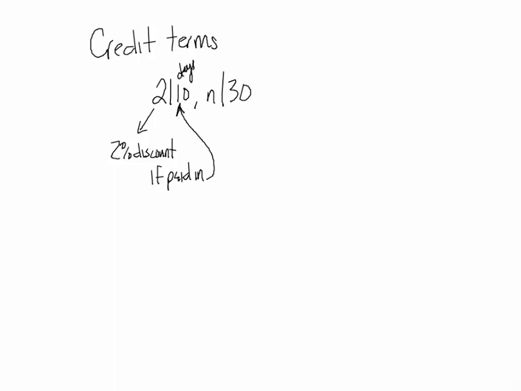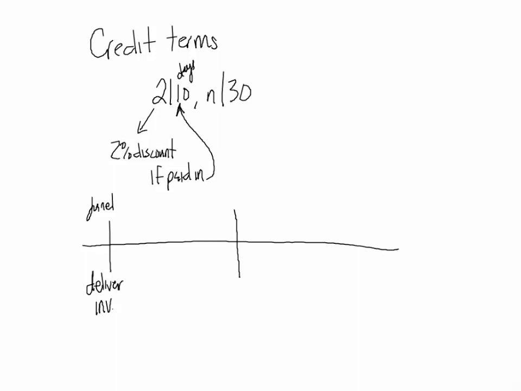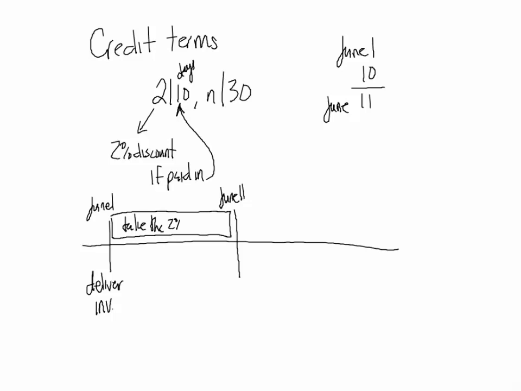Let's assume that on June 1st, we deliver inventory. And don't forget, we're acting as a wholesaler and we're selling, let's say, to a retailer. Or we're acting as a manufacturer and we're selling to a wholesaler. So we deliver all the inventory on June 1st. With these terms, as long as they pay by June 11th. Notice what's happening there. I'm taking June 1st and adding in the terms, 10, and that allows the individual who's receiving the inventory to take a discount as long as they pay within this period of time. So if they pay within this period of time, they take the 2% discount.